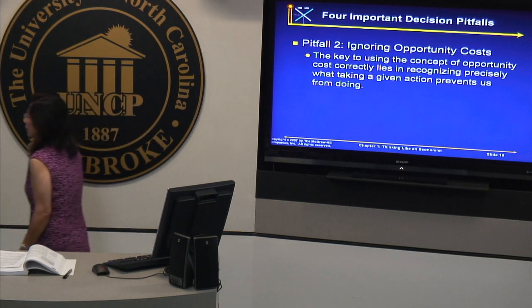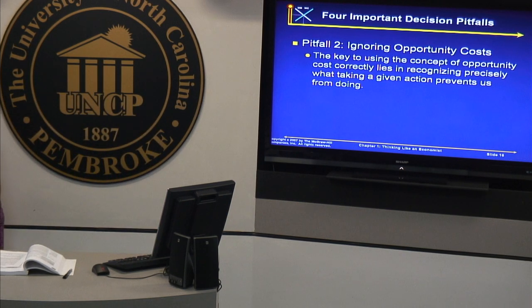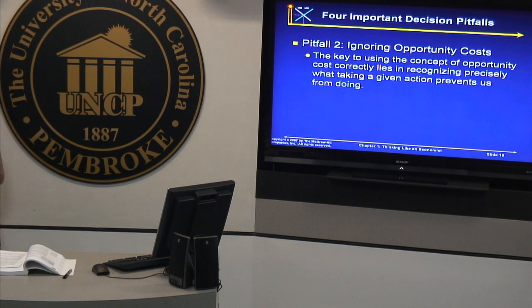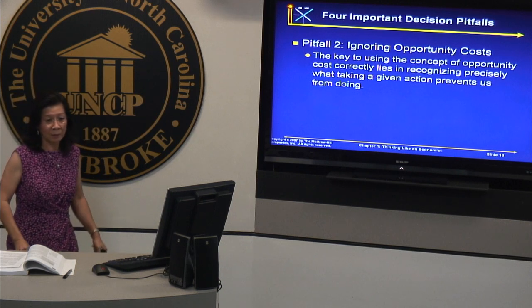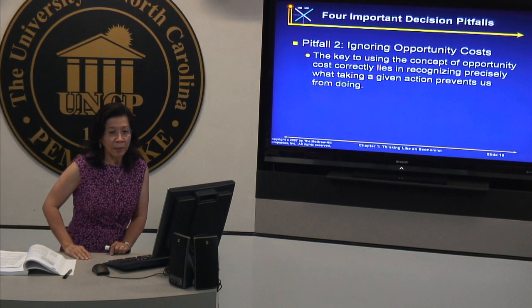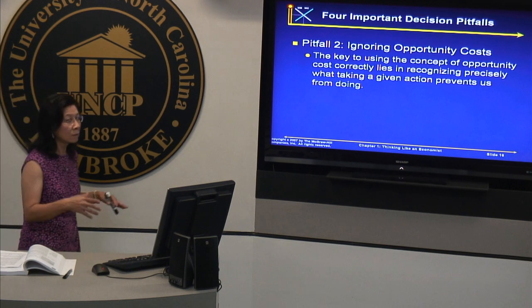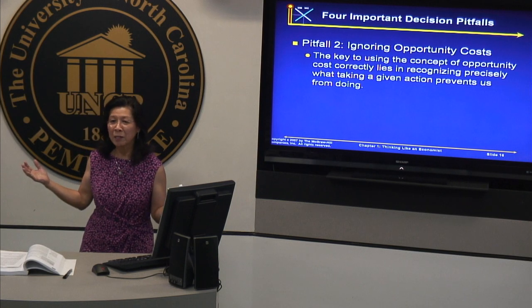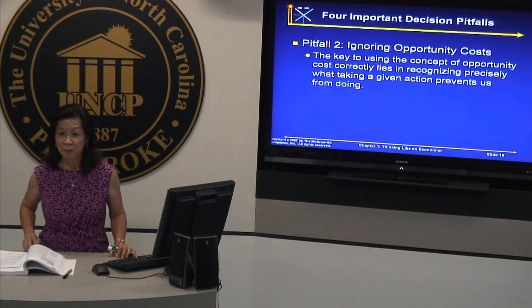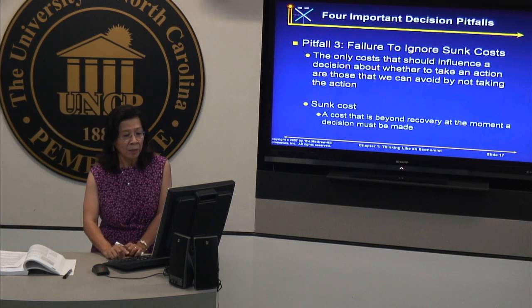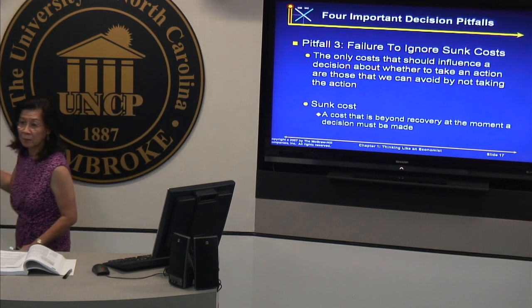Okay. So the key to using the concept of opportunity cost correctly lies in recognizing precisely what taking a given action prevents us from doing. Remember what happened? You ended up going to Fort Lauderdale. That was your decision you made instead of being the best man in your cousin's wedding in Boston. That was the example. So that was the opportunity cost. You can only do one, but not the other.